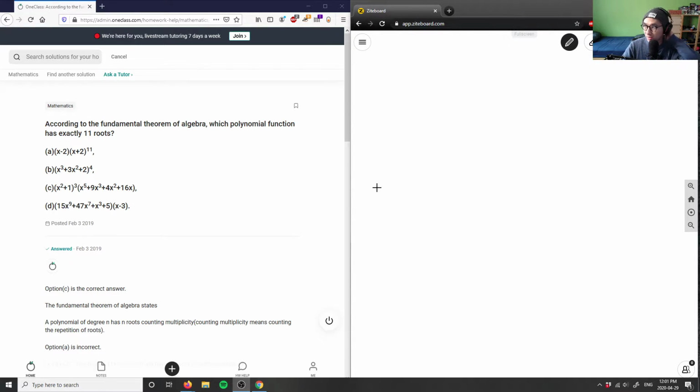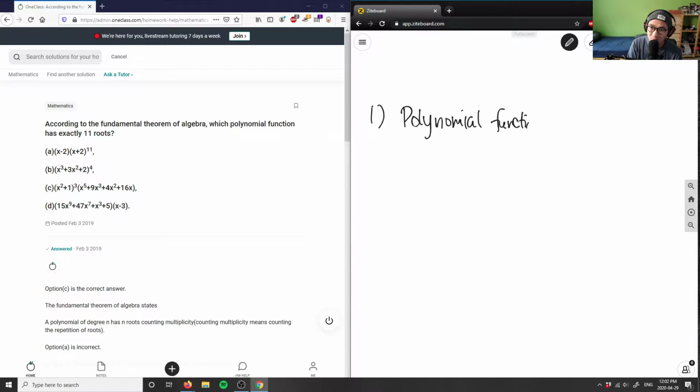All right, so we have here: according to the fundamental theorem of algebra, which polynomial function has exactly 11 roots? So we're looking for a polynomial function that has 11 roots. When we say it has 11 roots, we can also say it has 11 x-intercepts or 11 solutions to the polynomial. So let's look at A here. A is x minus 2, and then x plus 2 to the power of 11.